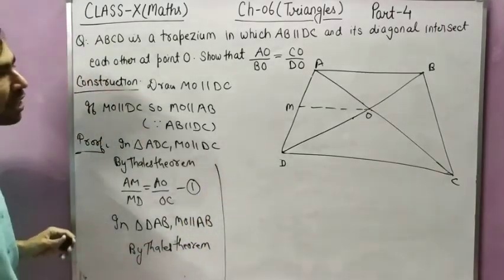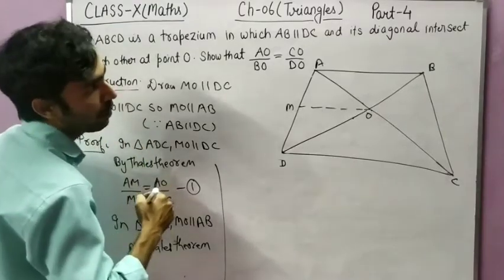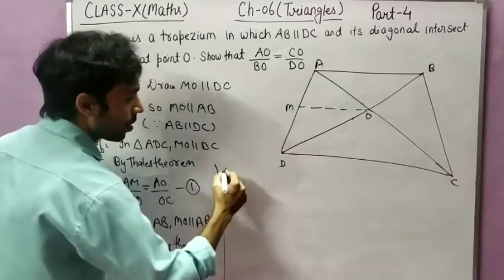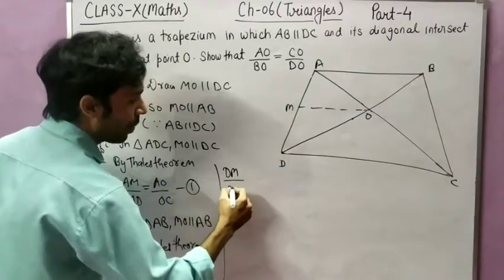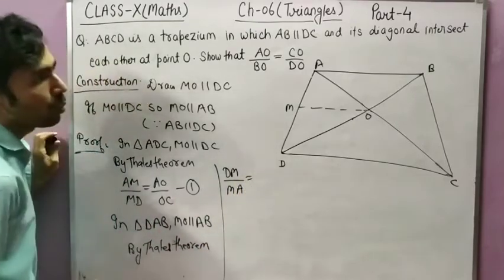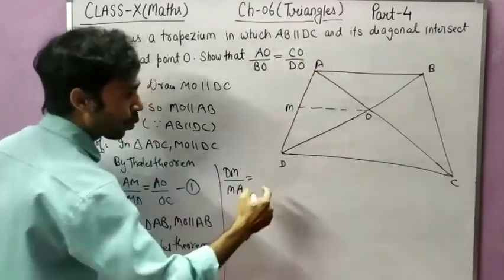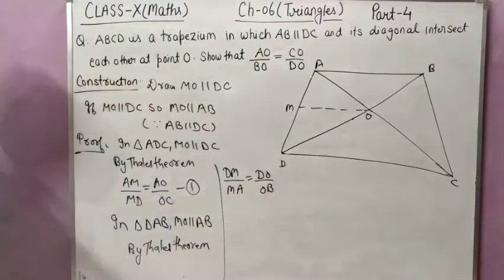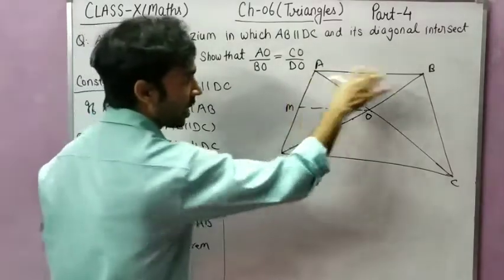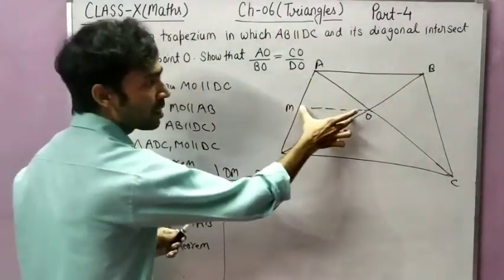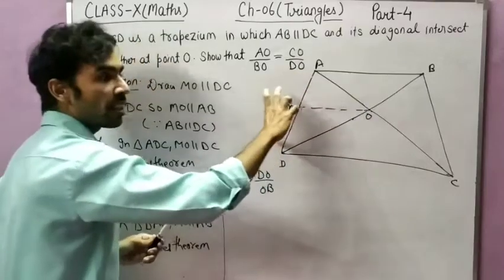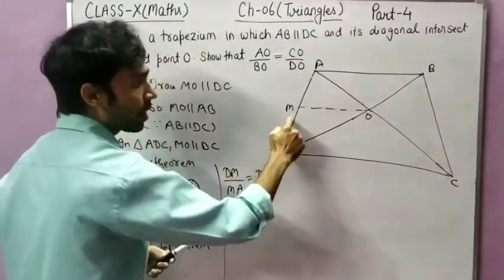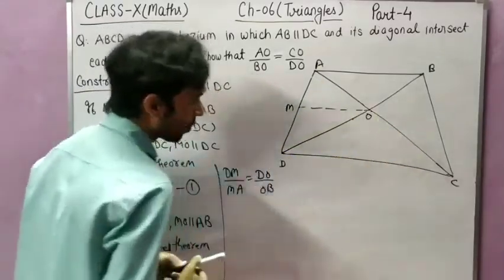students, what can we write? Tell me what we can write. We can write DM upon MA equal to DO upon OB. Okay, DO upon OB, because in triangle DAB, MO is parallel to AB, so MO will divide the other two sides in the same ratio. So DM upon MA is equal to DO upon OB.